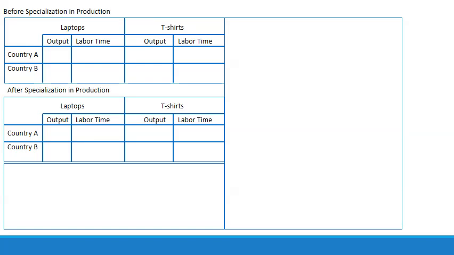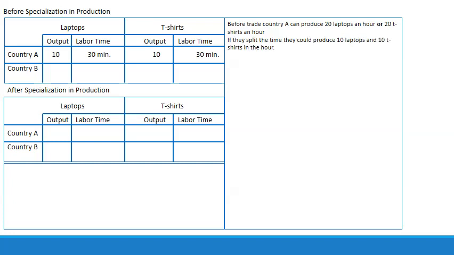So to work that out and how it looks, we're going to look at opportunity cost in detail. So I've got this here before specialization in production and then after specialization in production. We're looking at laptops and t-shirts with country A and country B. So country A can produce 10 laptops in 30 minutes. They can also produce 10 t-shirts in 30 minutes. So in an hour of time, they can produce 10 laptops and 10 t-shirts. So before trade, country A can produce 20 laptops an hour or 20 t-shirts an hour. And then if they split the time, they can produce 10 of each. So that's what country A has the ability to do. 20 an hour of one, 20 an hour another, or 10 of each.